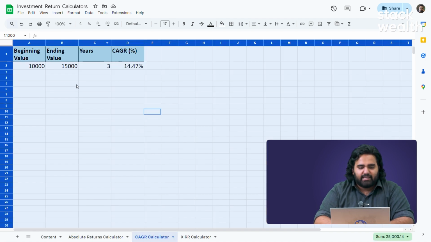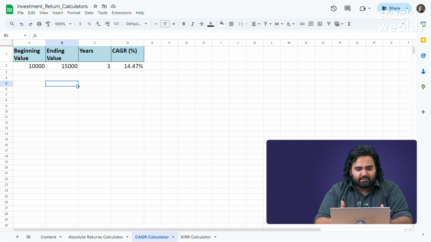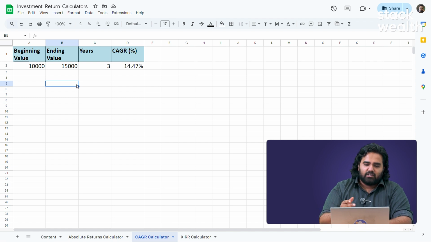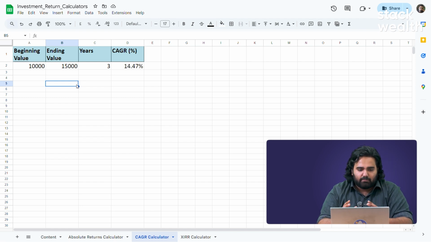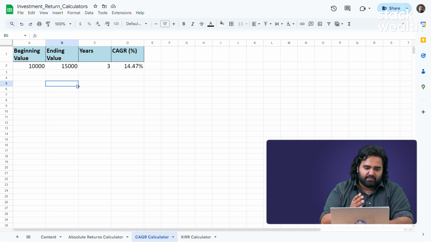Moving on, let's look at CAGR now. In the same example, we have the beginning value as 10,000, your ending value as 15,000, and you let that investment sit for 3 years. So on average, it grew by 14.47%. Very simple. One thing to keep in mind is, again, we are talking about lump sum investment. We are not talking about an SIP here. You just invested 10,000. After 3 years, it's 15,000, right?